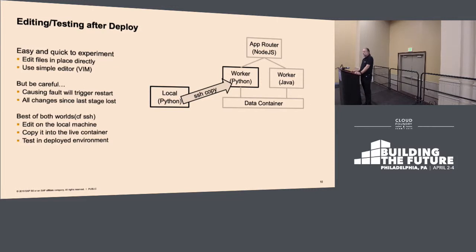It's great, but if you manage to do something that causes your session to fault, then all your changes are gone. The stager will restage your app from the blob store, and anything you were doing is gone, because that's what Cloud Foundry is supposed to do. It's supposed to keep your stuff up, right? So the fact that you're poking it while it's live is a little dangerous.